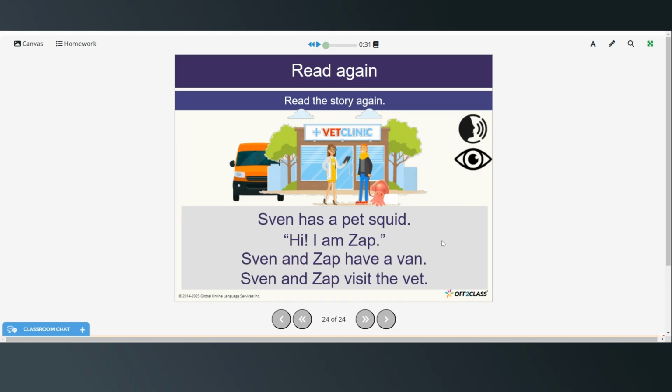All right, now practice reading the whole story again, and when you're ready, restart the video to hear the answer. Sven has a pet squid. Hi, I am Zap. Sven and Zap have a van. Sven and Zap visit the vet.